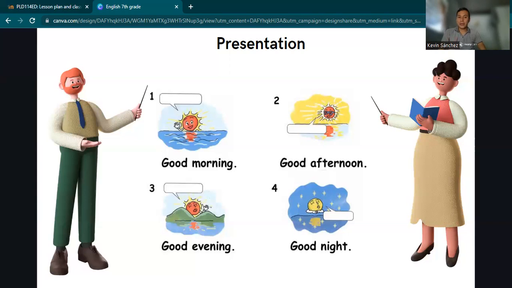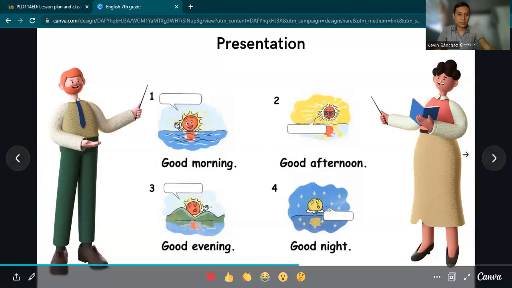Good morning in the morning, good afternoon in the middle of the day, good evening at 6 o'clock p.m., and good night when you are ready to sleep. Okay. Remember that when you find someone in the street, you say good morning. Depending on the time of the day, you're going to use one of these. Okay, let's continue.